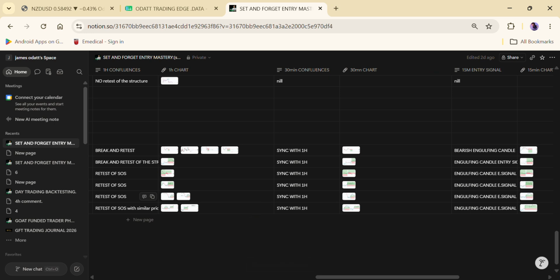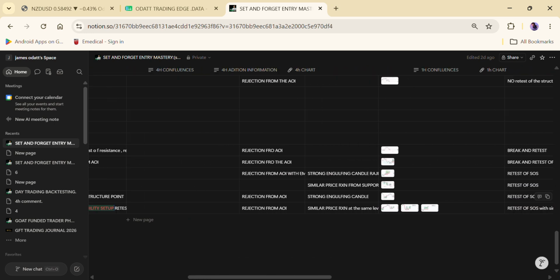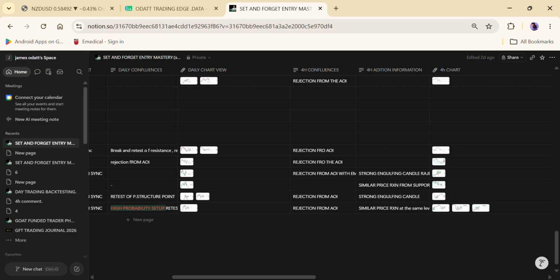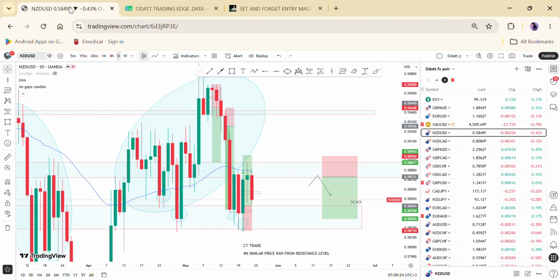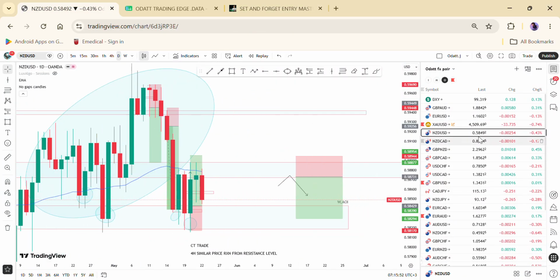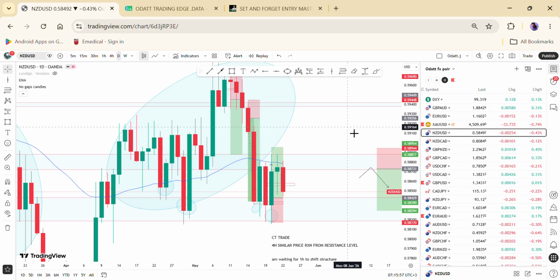So we are going to start a review. We're going to look at those pairs. So we start with the NZD USD.